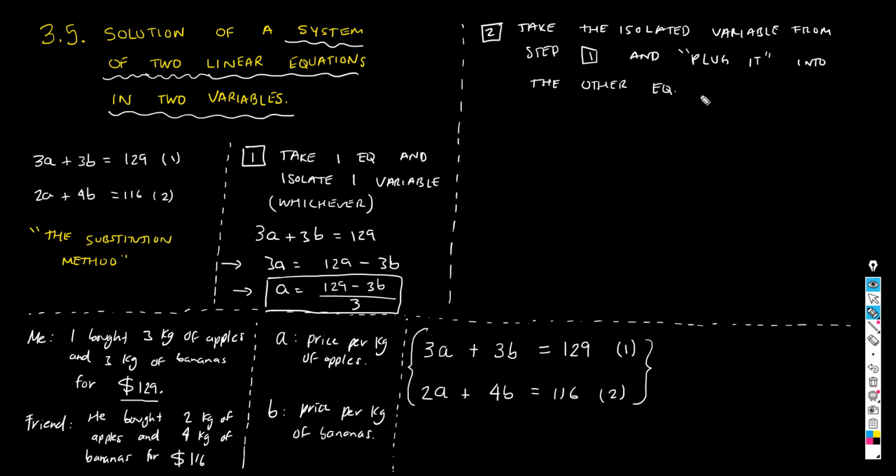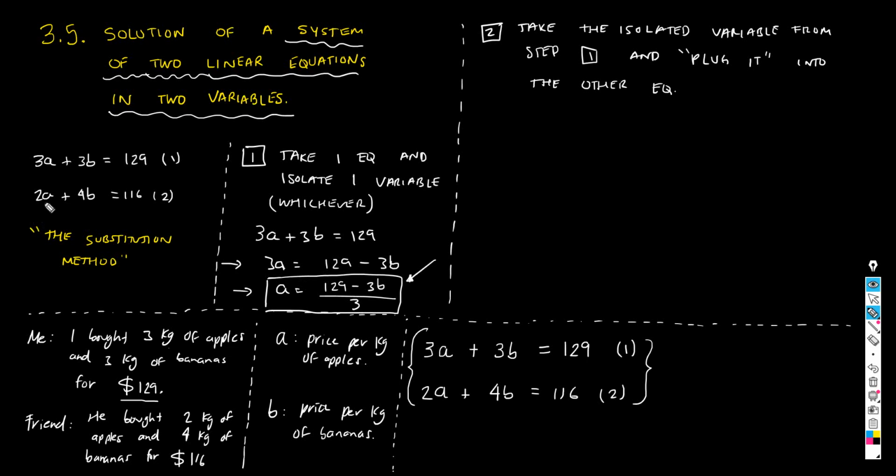What other equation am I talking about? If you notice, in this first step, I only made use of one equation, in this case, equation 1. So now that I have isolated my variable a from equation 1, I'm gonna plug it into the other equation. What is the other equation? Well, in my case, that would be equation 2, right? The equation that I have not used so far. So what does that mean? Plug it. It means this.